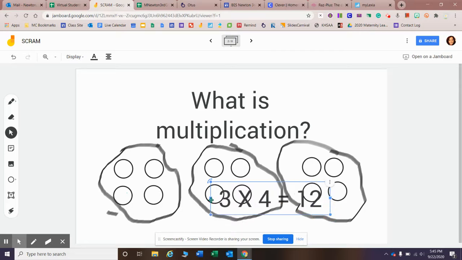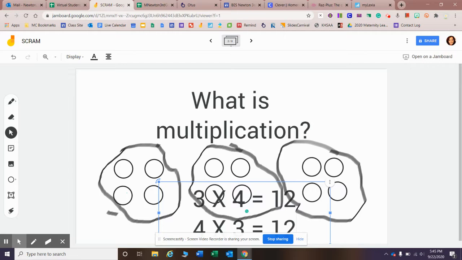The cool thing about multiplication is it's like addition. The commutative property does apply here. So we know that you could actually say 4 times 3 and it gets you the exact same product. So we have 3 times 4 and 4 times 3, which gets us 12. Our numbers that we multiply together are called factors. So your 3 and your 4 are factors, and the answer to a multiplication problem is actually called the product.